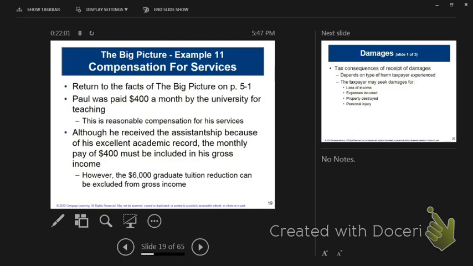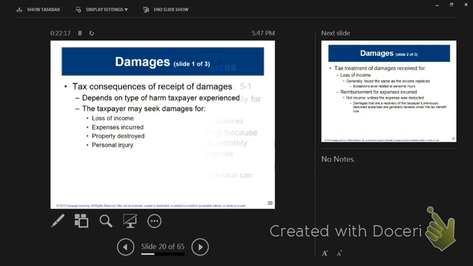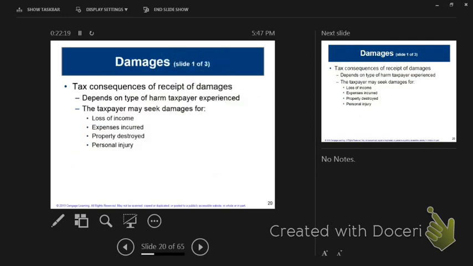Yes. Well, the $400 is going to be on a W-2, right? He should get it issued on a W-2, yes. But they didn't give that to you in the facts, so they're just making sure you understand that. Okay. But yes, the $400 will be wages, and it should be issued on a W-2.